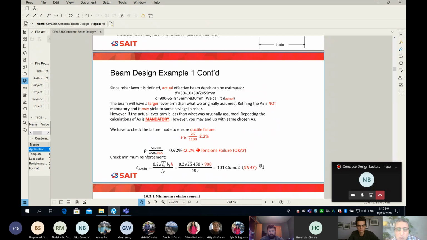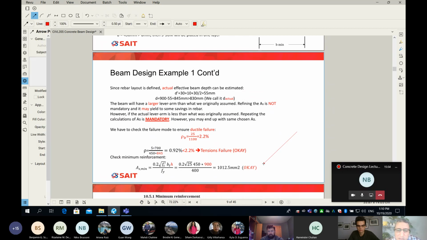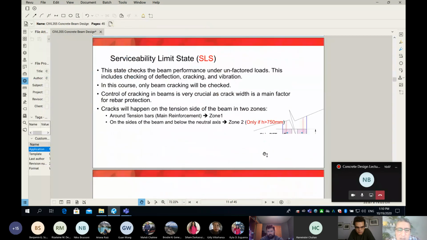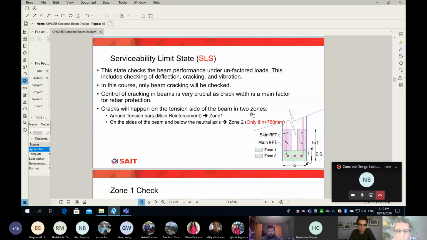In the meantime, we have area of steel more than As minimum. Guys, with this, guess what? You finish only one phase of the design called ultimate limit state. How about the other state called serviceability? So serviceability is here, and we talked about it in brief. And we said in this class, we will only do the crack check, cracking check.